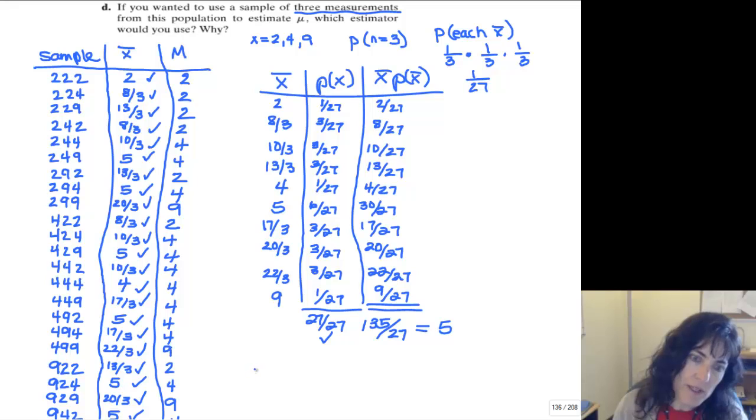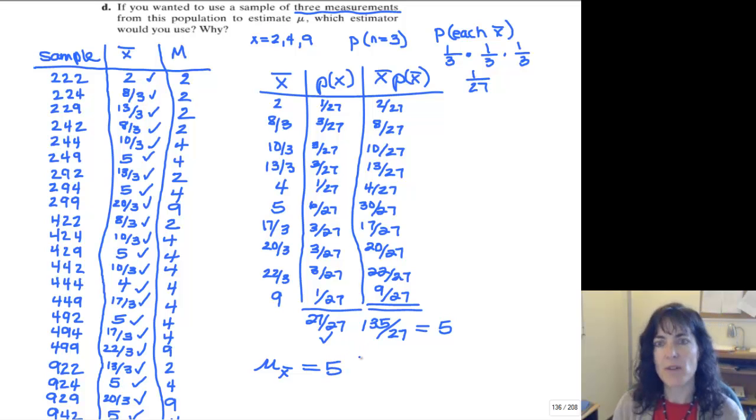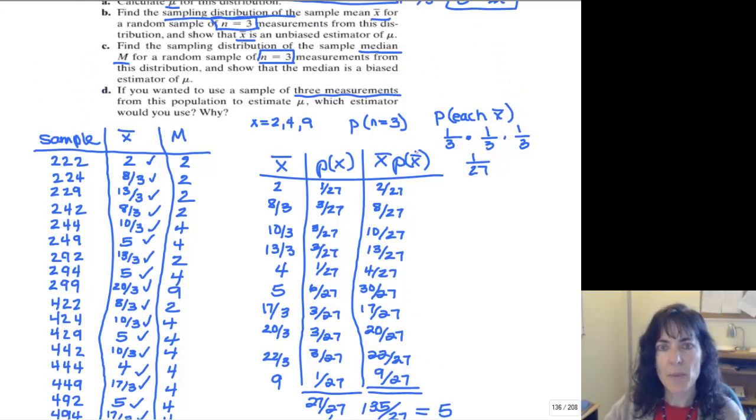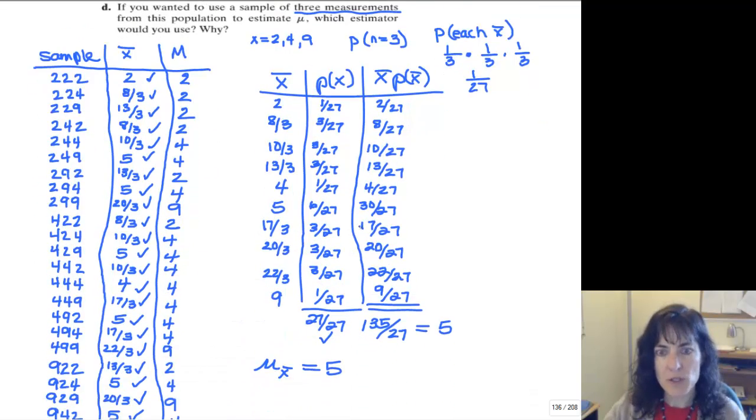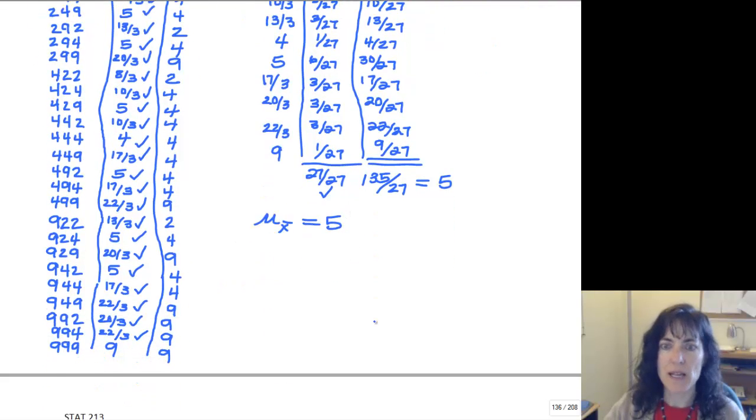So what we found is that our mean for our X-bar distribution is 5. And now if I look back, that was the mean based on the actual probabilities that we got for this, and its mean was also 5. And remember, when the mean for the actual population and the mean for the sampling distribution that you're looking at match, then you have an unbiased estimator.